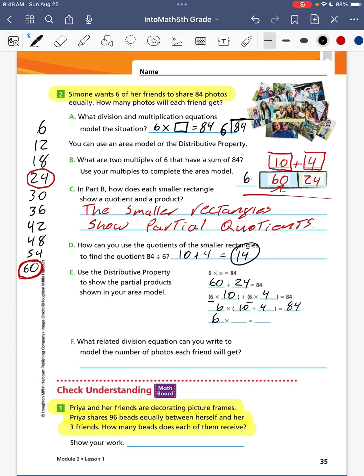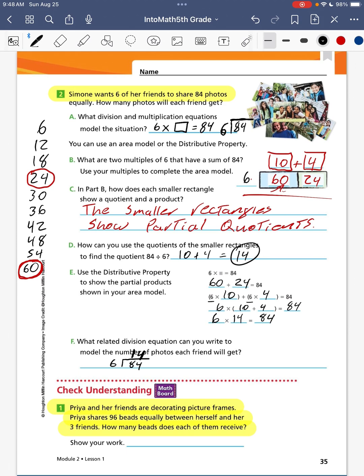Now, down here, I'm still multiplying by 6, but I can add the 10 and the 4 in our parentheses to get 14. This gives us a total product of 84. What related division equation can we write to model the number of photos each friend will get? Well, as a division equation, we can write 84 divided by 6 gives us 14, because each of the 6 friends receives 14 pictures.